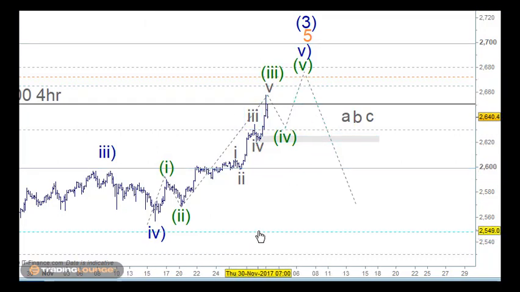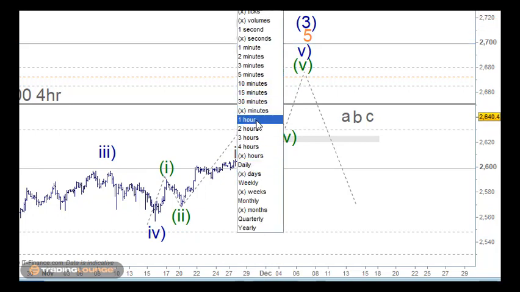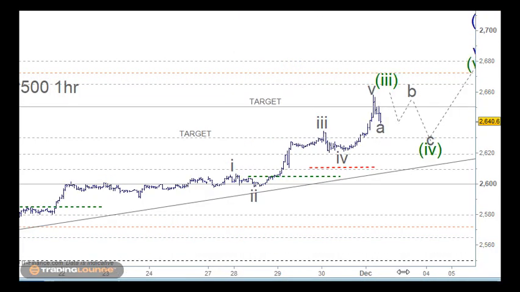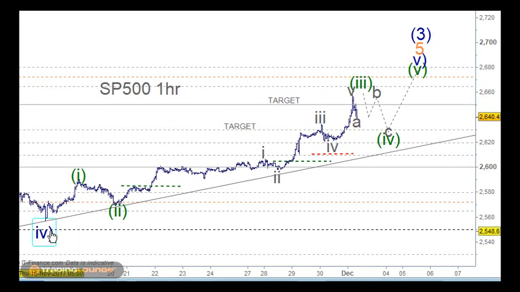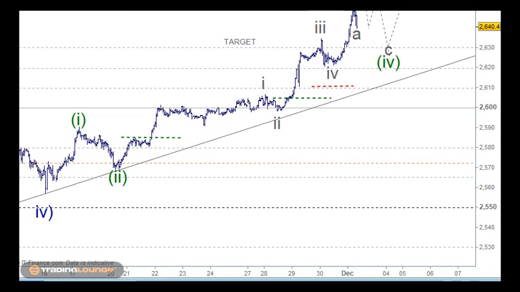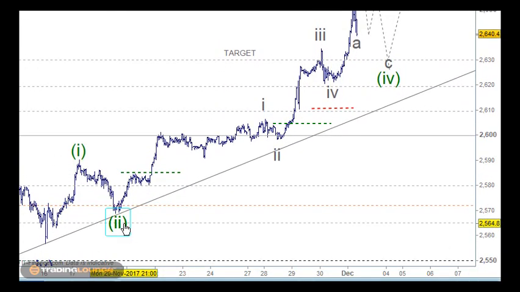So on the hourly chart, let's pick this up. From wave 4 here, we've got wave 1 and 2, then we've got 1 and 2 and 3 and 4 and 1, 2, 3, 4, 5. So we've really got 5 waves here. It's really quite long in that regard, isn't it?